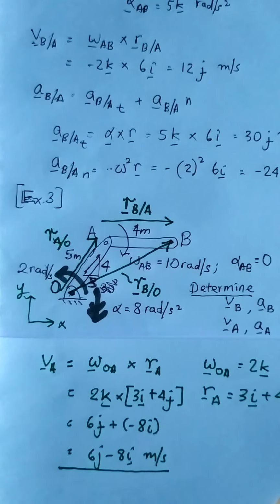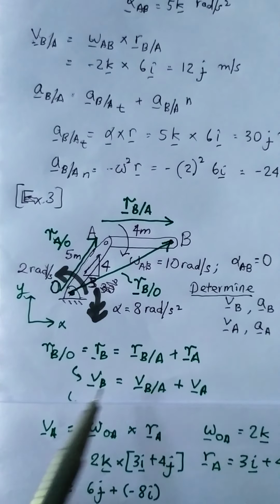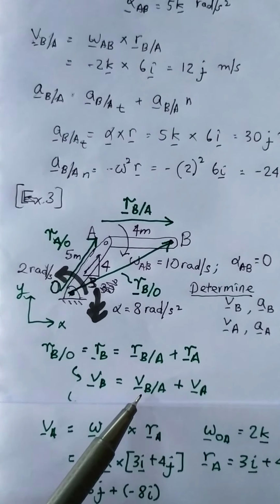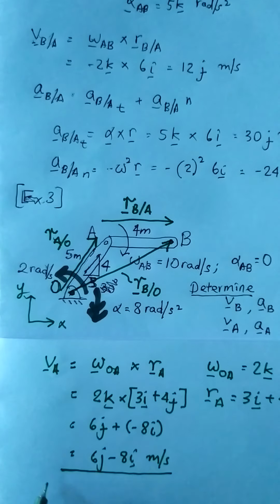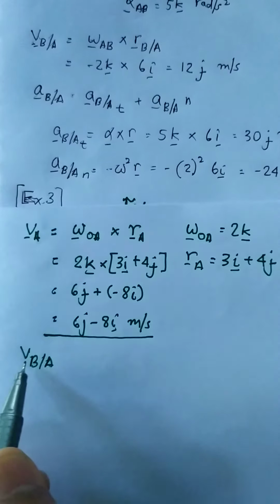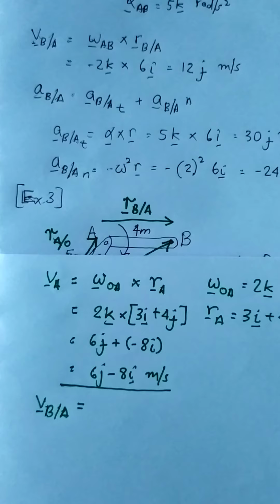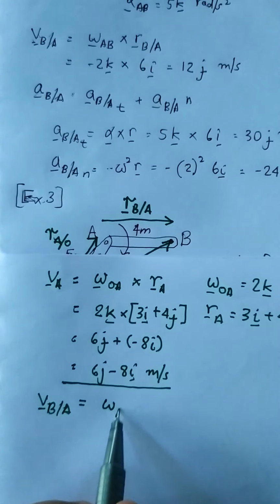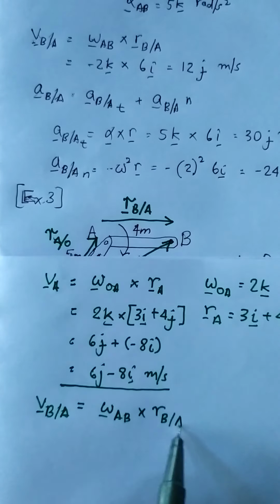And then, because of this equation, we know what VA is. We need to find VB relative to A. So what is VB relative to A? Because B is rotating about A, we can say this is omega AB cross position vector B relative to A.